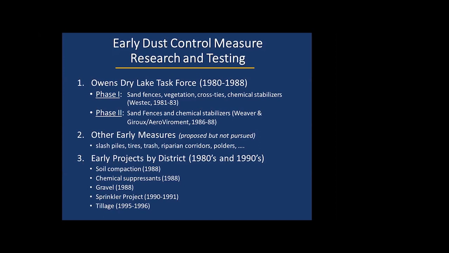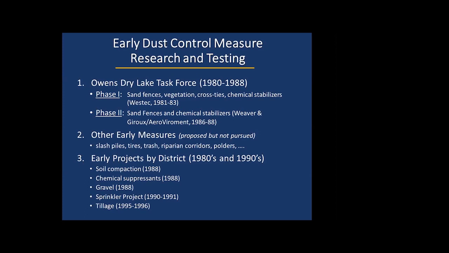The dust used to move from Owens Lake down to the south to Ridgecrest, which is about 60 miles away from Owens Lake. It affected a lot of the testing that they were doing. So they were an initial party to some of the work that was done on the lake bed. There were two main phases of projects that were done in the 80s as part of the Owens Lake Dry Lake Task Force. And the first phase was really a series of very small projects.